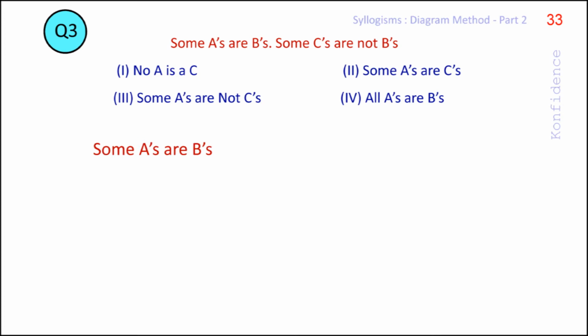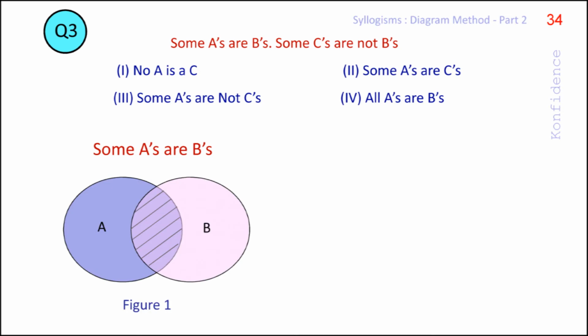Thus, in the case of the first premise, some A's are B's, A can be completely within B, or B can be completely within A, or A and B can represent the same set of elements. That is, they can completely overlap. What should essentially be there in all the diagrams that represent some A's are B's is an overlap between A and B.